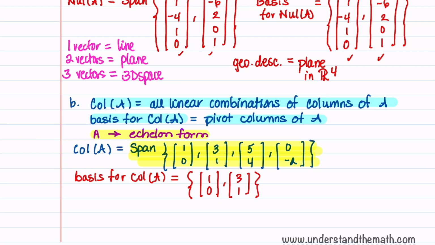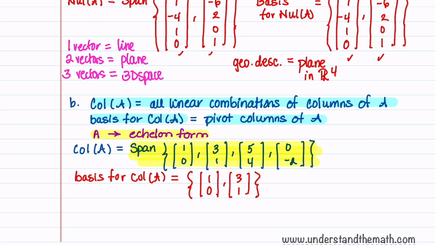One thing to keep in mind is that you always have to have the original columns of A, not the columns of A in echelon form. Now, in this example, they were the same, but if they're not the same, just make sure and go back and grab the original columns of matrix A.